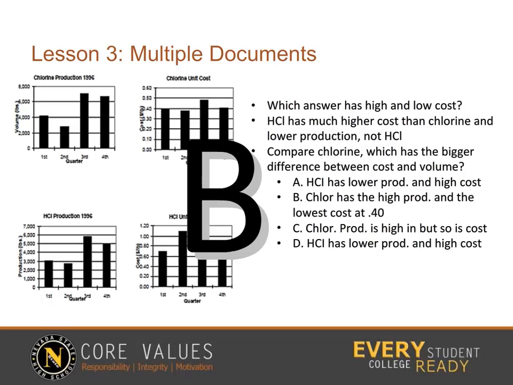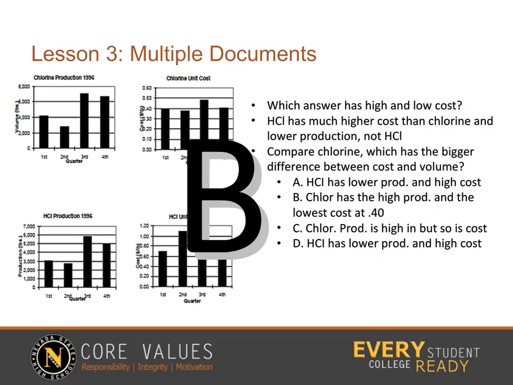First, from the answer choices given, determine which ones have the highest and lowest cost. The choices given are for the third and fourth quarters for both chemicals. By looking at the graph, you can see that hydrochloric acid has a much higher cost than chlorine, and the production in both quarters are under 6,000 for hydrochloric acid, but over 6,000 for chlorine. This means our answer will be chlorine in the third or fourth quarter. Hydrochloric acid is the opposite of what we're looking for.